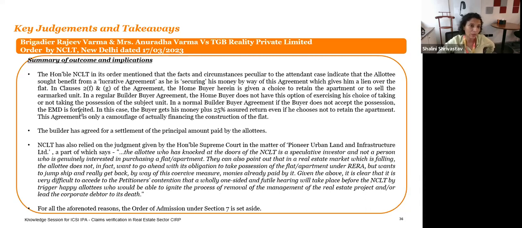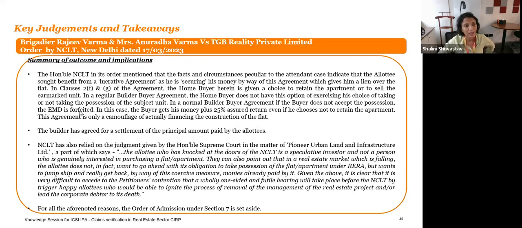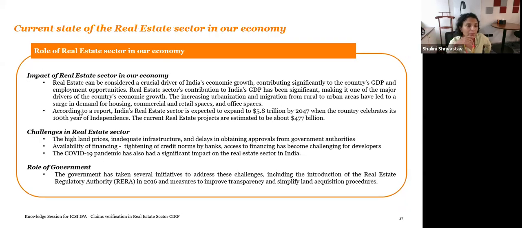This, I think, brings us to the conclusion of the section on judgments. I think we have covered most of the key ones pertaining to real estate CIRP and touched upon all the relevant issues here: OC claims, authority claims, treatment of home buyers, reverse CIRP. And then we can come to the concluding section, which is again tying up to the main objective of this whole knowledge session.